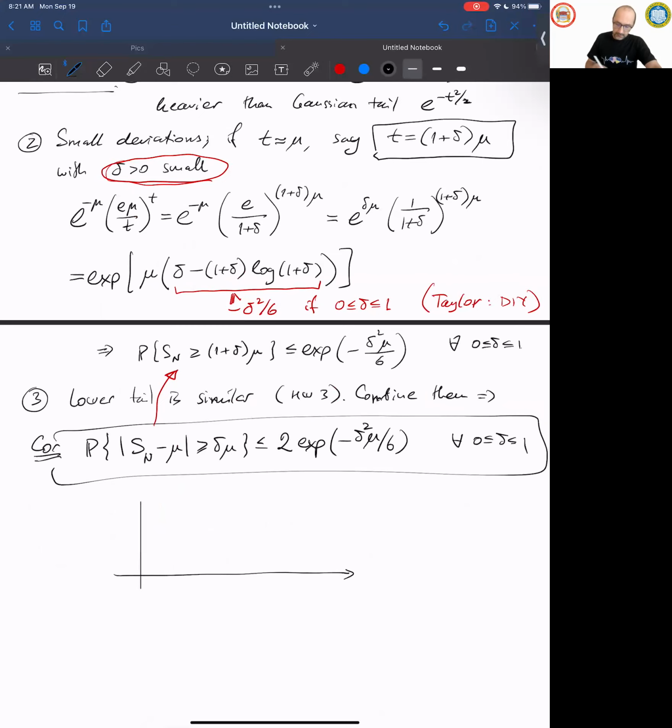The distribution is not symmetrical. It's discrete, but I'll pretend it's continuous. So this is a non-symmetric distribution, and this is mu here. But yes, it's surprising that we have the same kind of bound on the right and on the left.